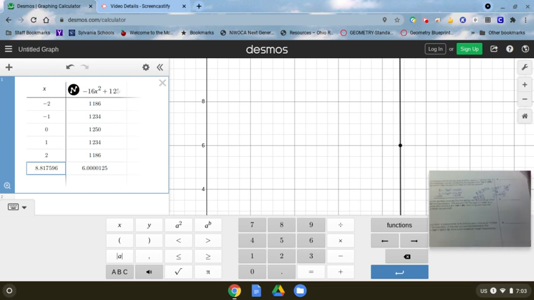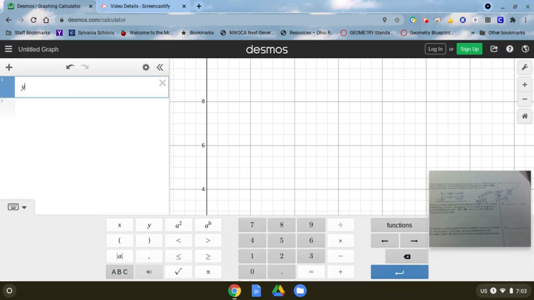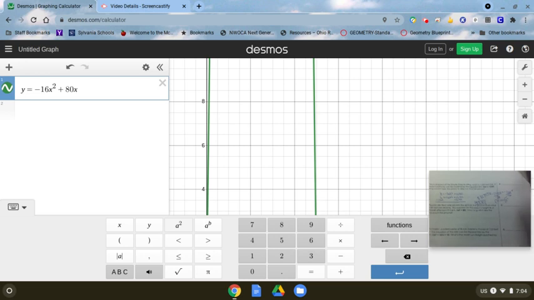All right, let's go to the fireworks one. So again, I'm going to put these as x's and y's because it just makes it easier. Let me clear this out on Desmos to get a table. So y equals negative 16x squared plus 80x.